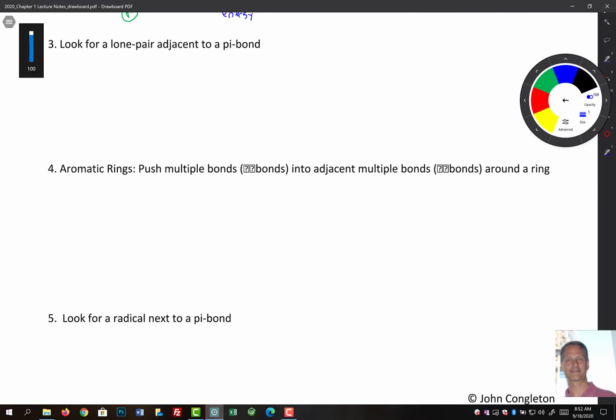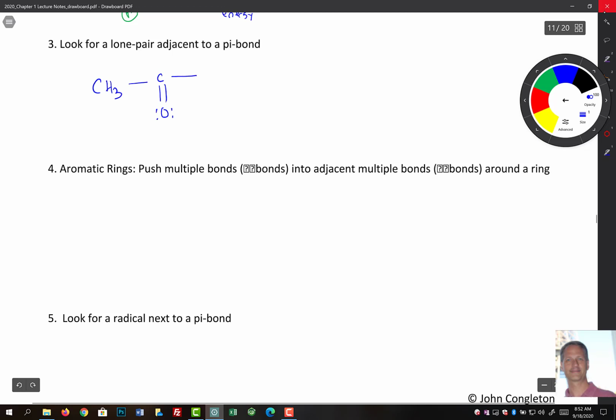Okay, so let's look at the next one here. The next one is to look for a lone pair adjacent to a pi bond. Okay, so lone pair adjacent to a pi bond. Well, let's build a molecule that has this. So here's a pi bond. All right, now we're going to be adjacent to the pi bond. And then over here, let's put a lone pair. So the formal charge on that carbon is a minus. So again, here's your lone pair adjacent to a pi bond.